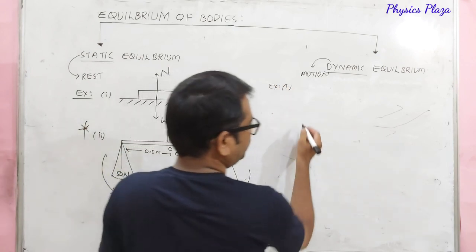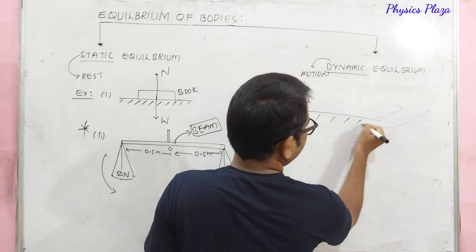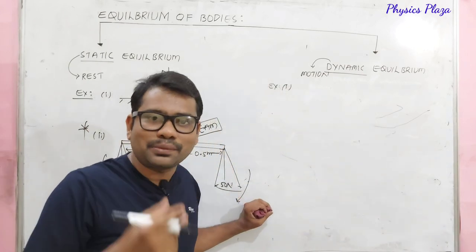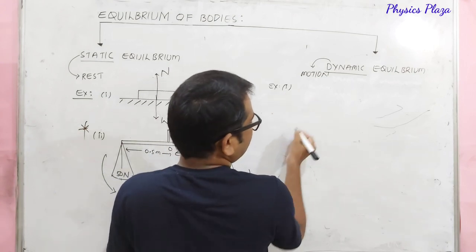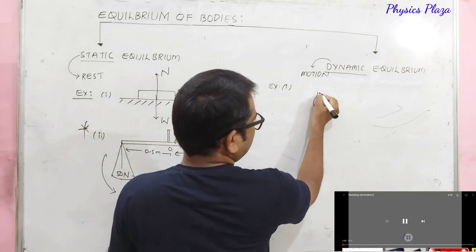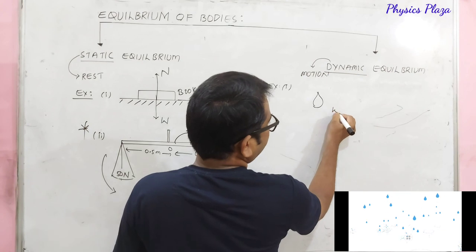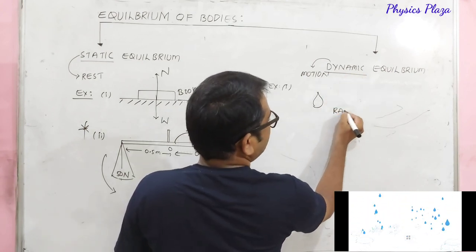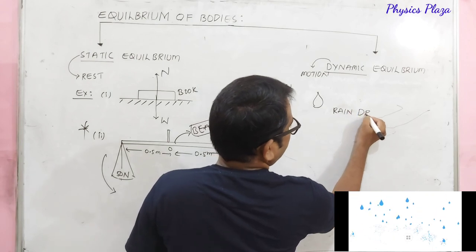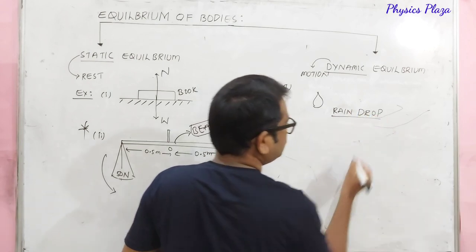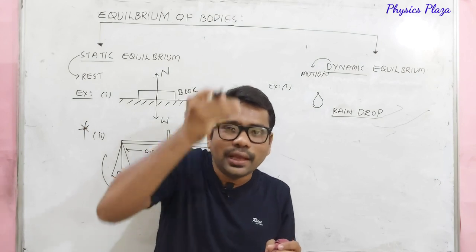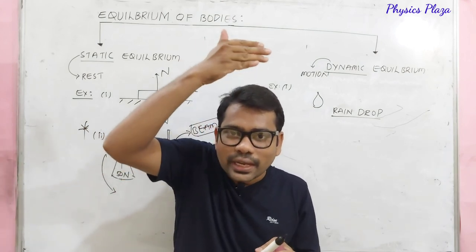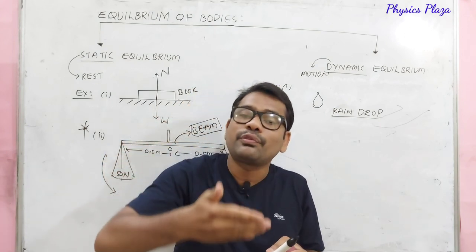So let us see one more example. As I said, the car example, or else you can take any ball, but better, dear children, we discussed the car as the first example. So let us take a raindrop, not a water drop, or again you will get confused. It is a raindrop, dear children. So very, very important. When a raindrop is reaching the earth's surface, it moves with a uniform velocity.